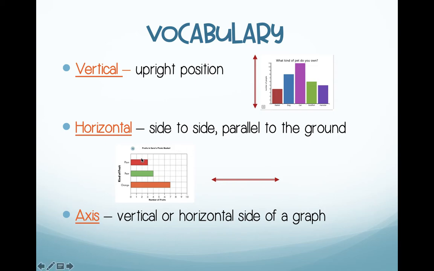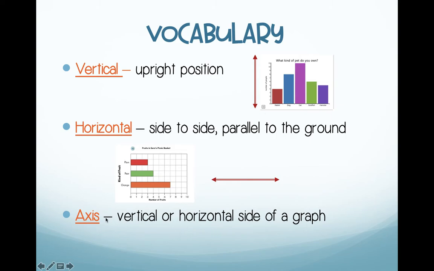If you look at this bar graph, you'll see the difference between the vertical bars, right? This is actually called a vertical bar graph, where the bars go up and down. And this is what we call a horizontal bar graph for obvious reasons, being that the bars actually go horizontally. The word axis, you heard me mention that in the previous slide, is the vertical or horizontal side of a graph.